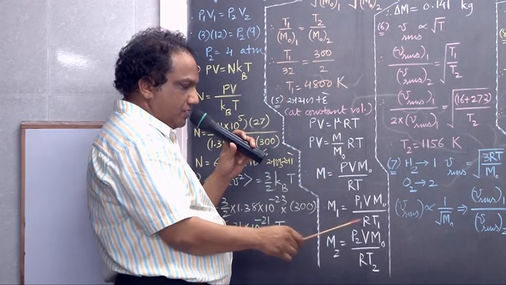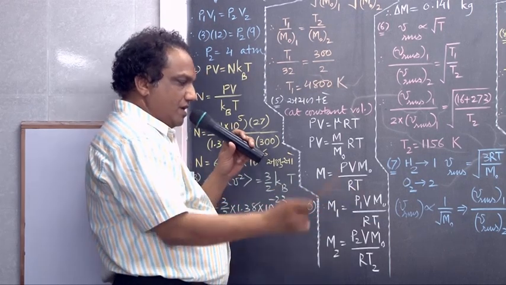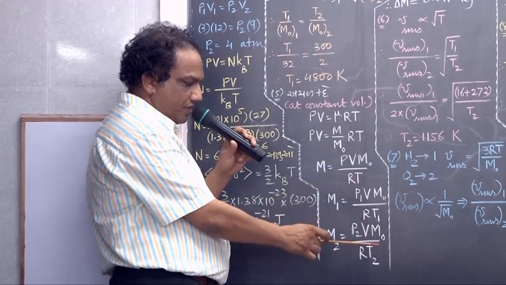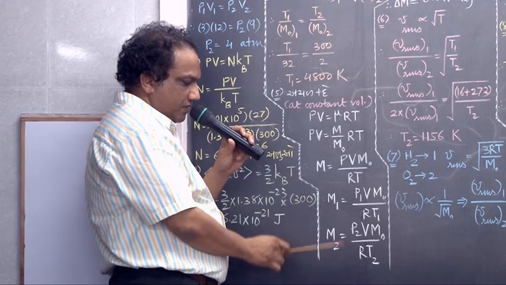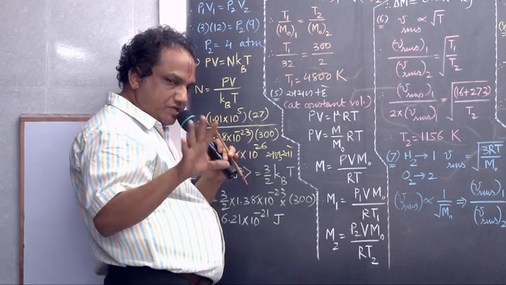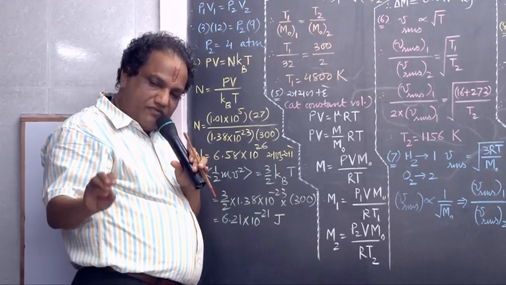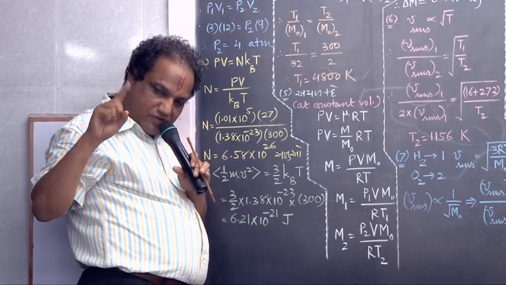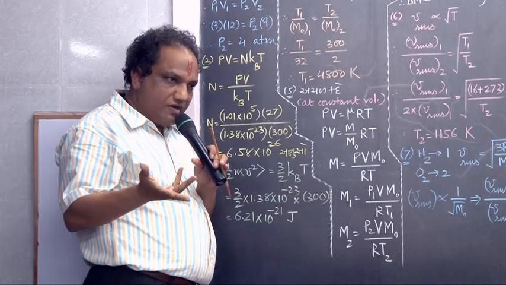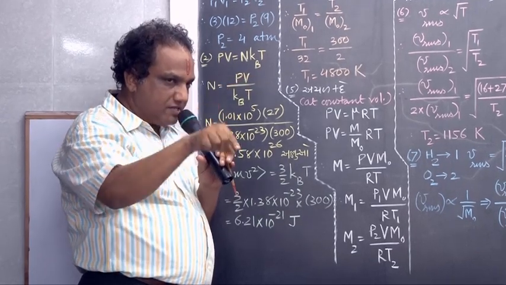In the initial condition, let M be M1, P be P1 and T be T1. In the final condition, instead of M I put M2, instead of P I put P2, instead of T I put T2. This is the initial mass, this is the mass later present in the cylinder. Suppose the initial mass is 75 kilograms and later it becomes 50 kilograms. What is the mass of gas that has gone out of the cylinder? 25. How do you get it? 75 minus 50, initial mass minus later mass.